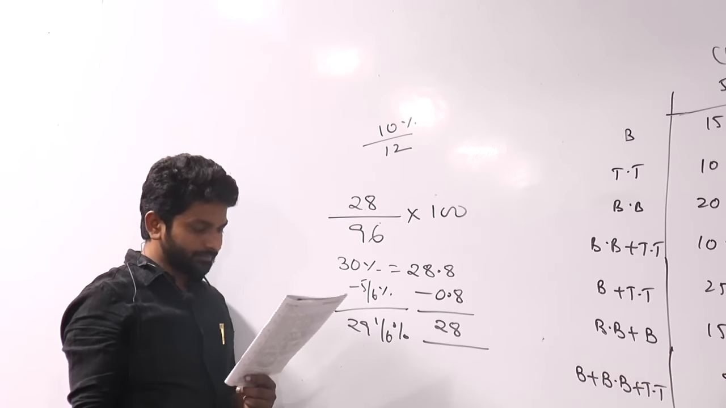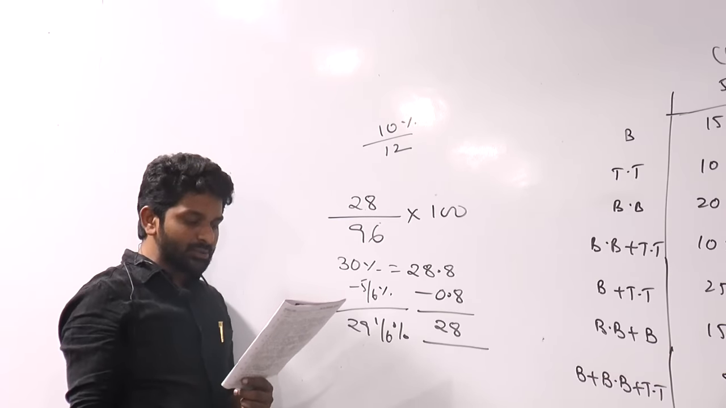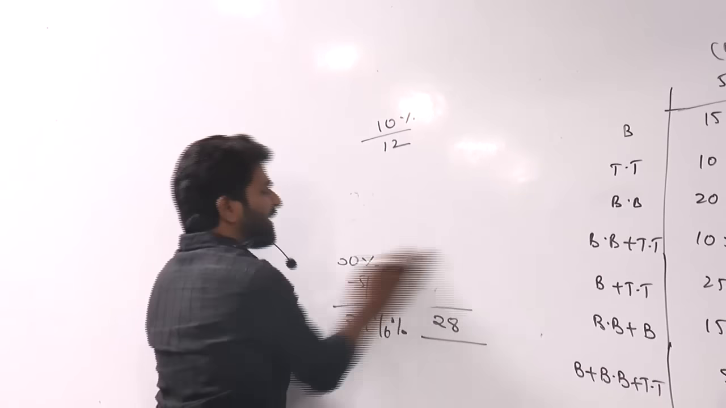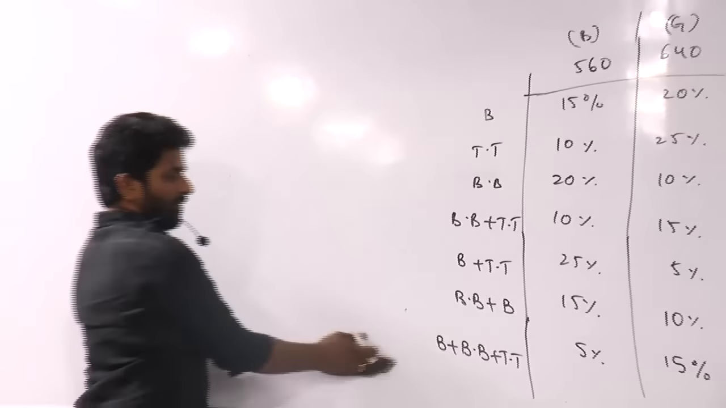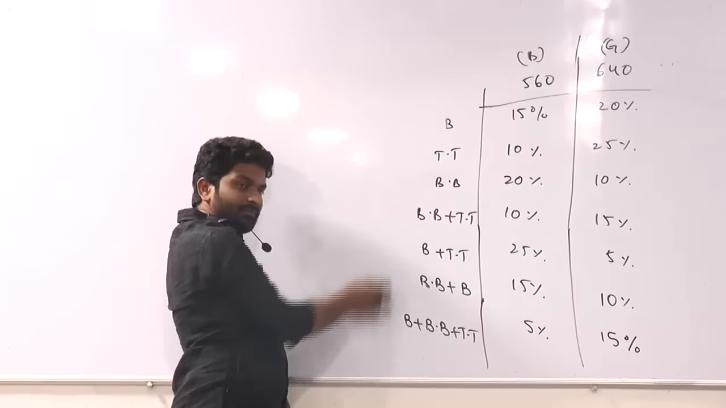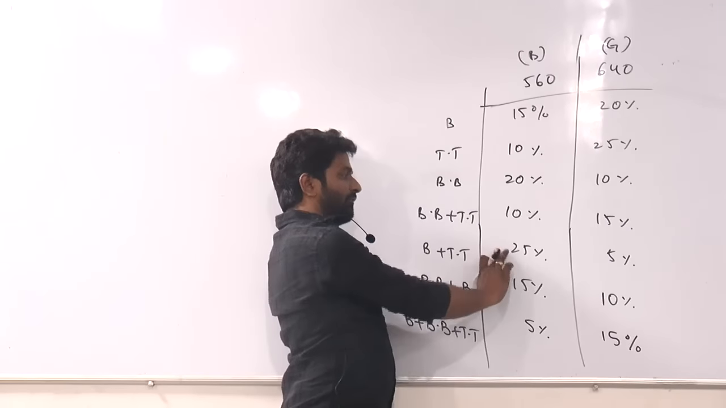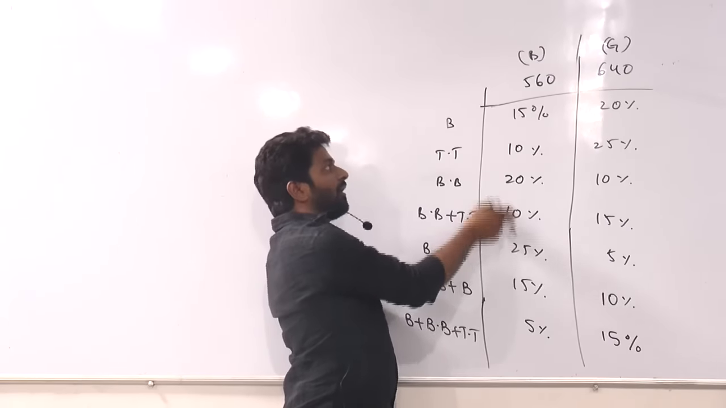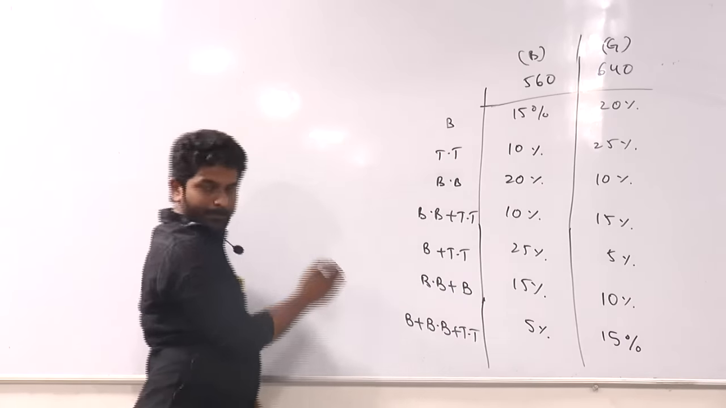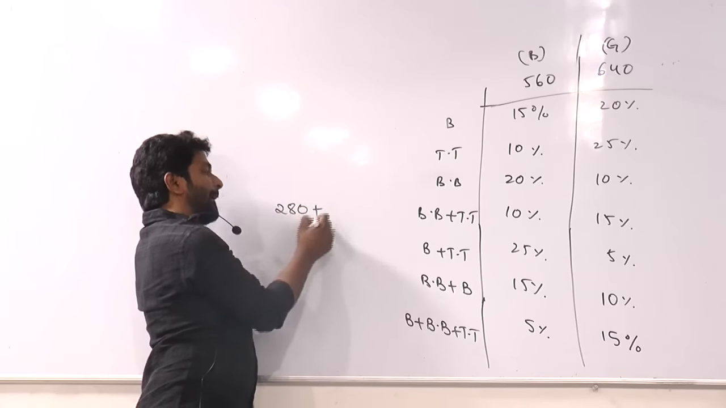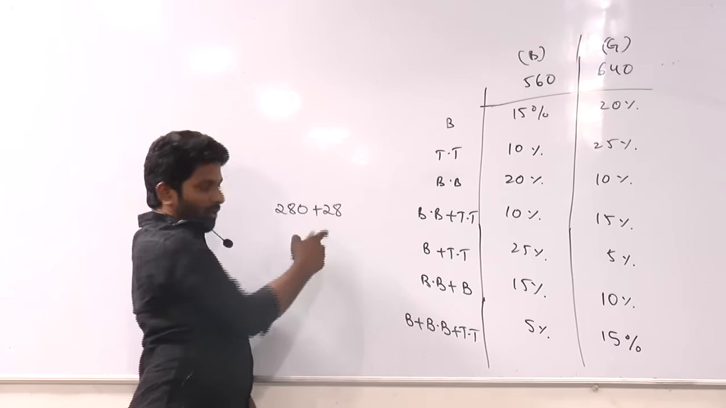Next. How many boys play at least 2 games? Boys who play at least 2 games. Last 4 numbers, right? Yes or no? In terms of percentage, 20, 45, 55. Half plus 10% of it. Half of the number is 280. 10% of this number is 28. Total 308.